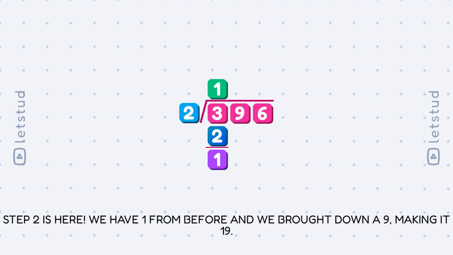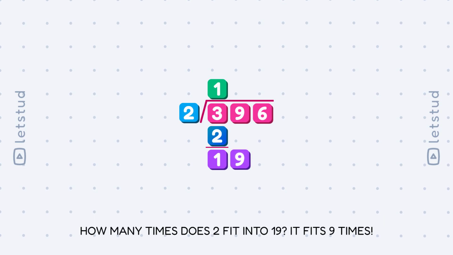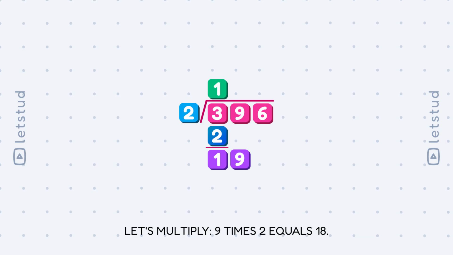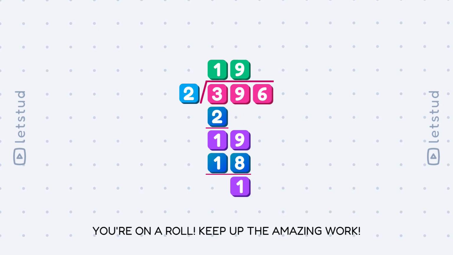Step 2 is here. We have 1 from before and we brought down a 9, making it 19. We carry over the remainder 1 and bring down the next digit 9, making our new number 19. How many times does 2 fit into 19? It fits 9 times. Let's multiply 9 times 2 equals 18. Subtract 18 from 19, that leaves us with 1. You're on a roll, keep up the amazing work.